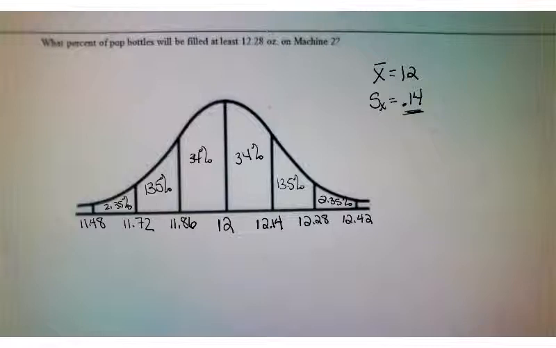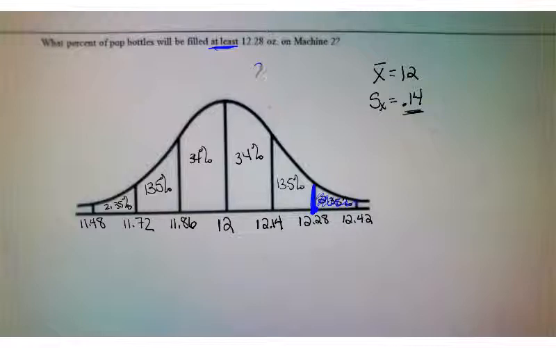So 12.28 is our data value in question. There it is. This time it says what percent of pop bottles would be filled at least. You have to understand what at least means. Before, in machine 1, it said less than, and that was pretty easy. We knew to be to the left. But this time it's using the term at least. Well, at least means we can be here or higher. So we want to know what percent of pop bottles will be at this limit of 12.28 or higher.